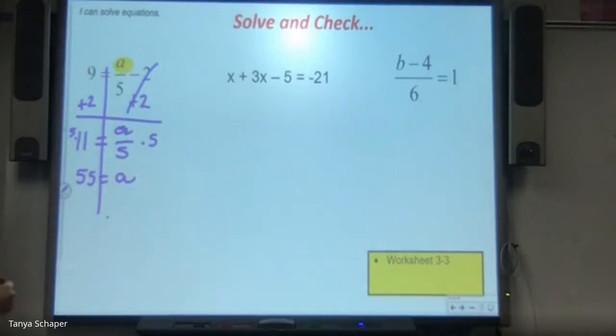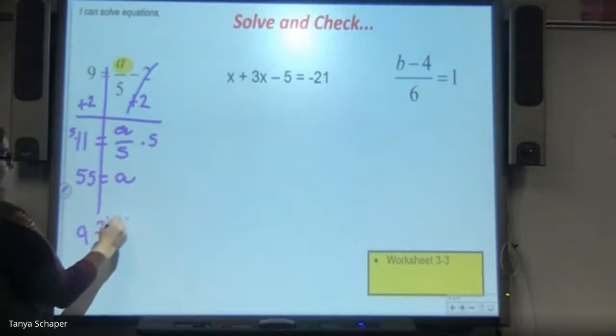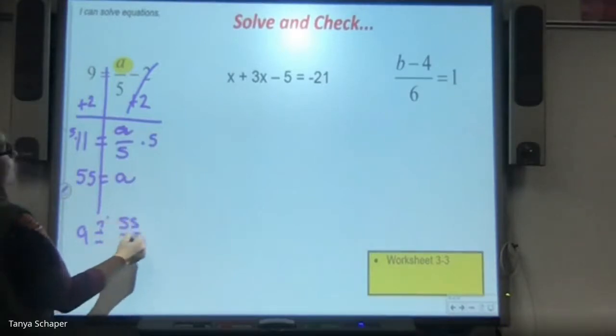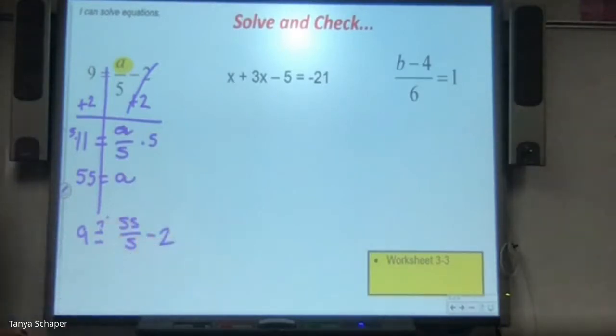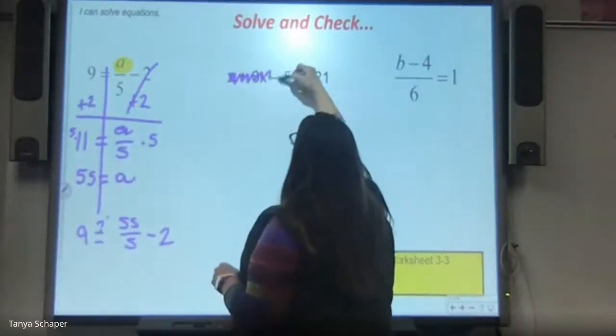We want to make sure you're checking your answers. So 9, is that the same as 55 divided by 5 minus 2? Are those the same? I just realized that this one is the same one we already did, so we're going to let it go. My mistake.